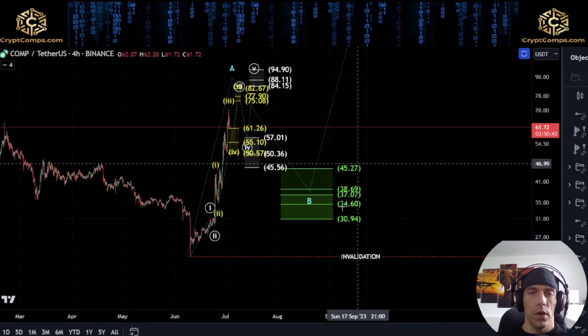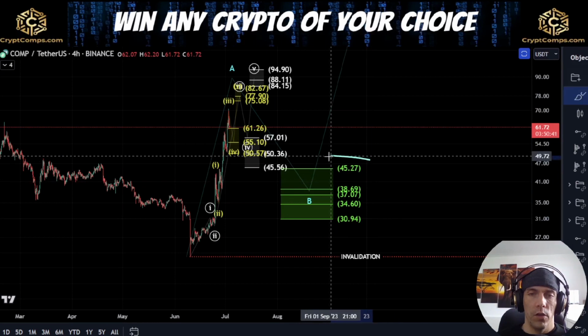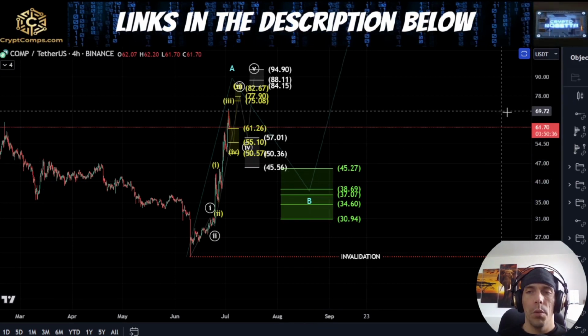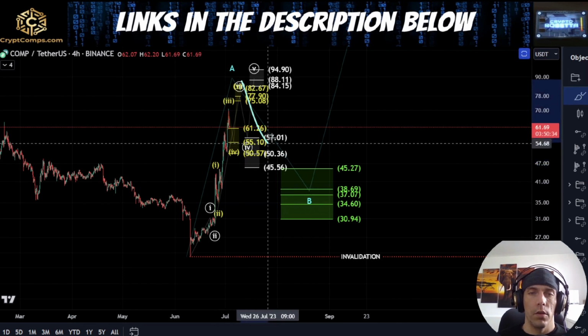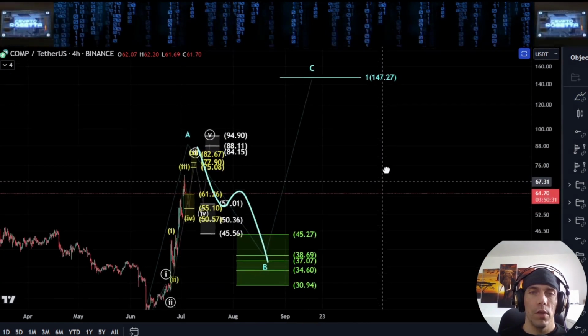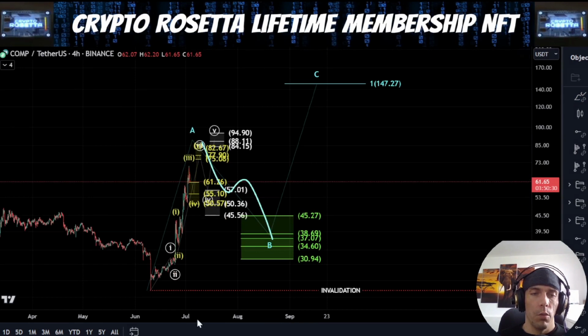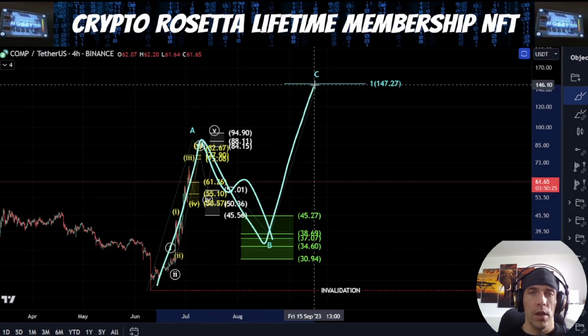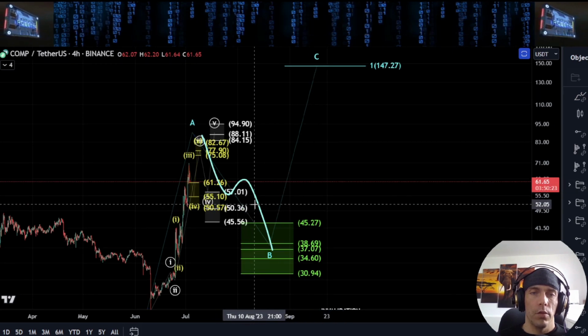If we fail to actually break this low and we find support again in this 45.27 to this $30.94, what we could actually see is price come back down here in 3 waves, and then we could see continuation to the upside where we actually treat this as just either an A, a B, and a C if it's just going to be a corrective structure to the upside.